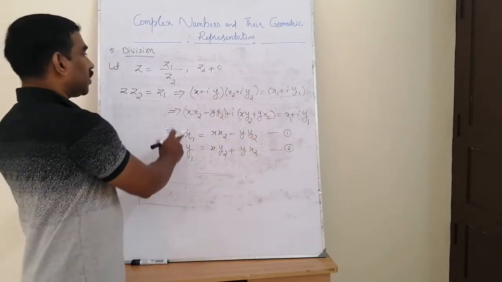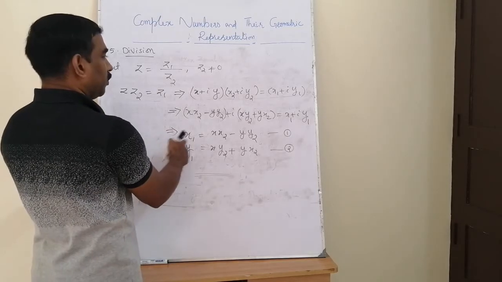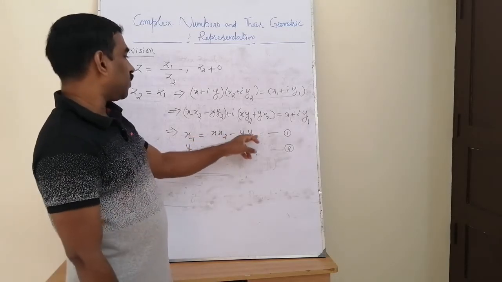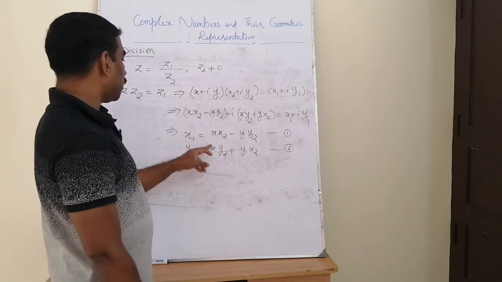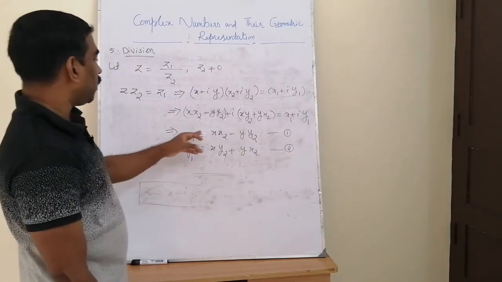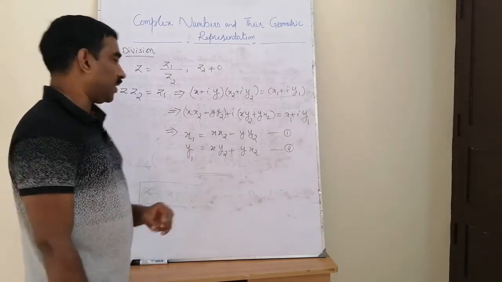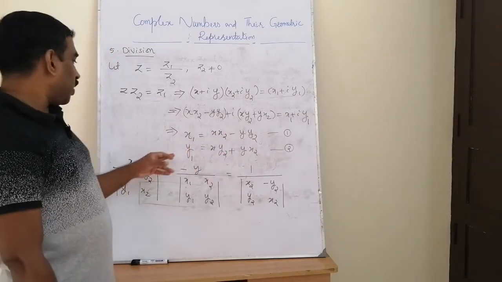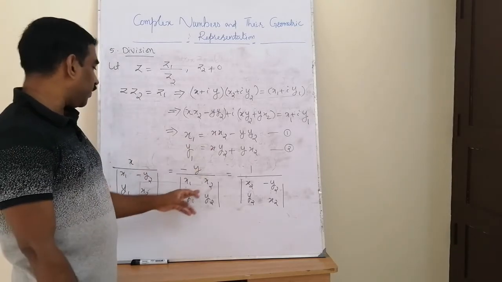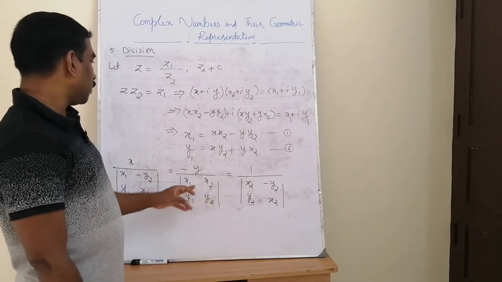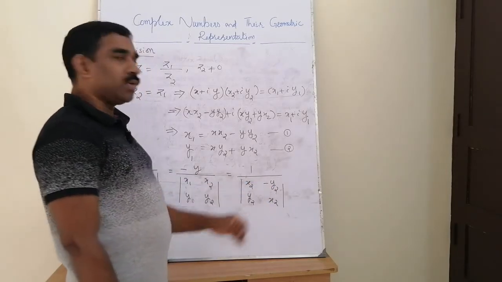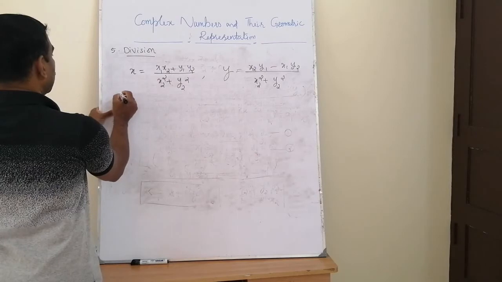So from this we can construct two equations. One equation is that the real part of the left hand side equals the real part of the right hand side: x1 is equal to x x2 minus y y2, equation number 1, and y1 is equal to x y2 plus y x2, equation number 2. So treating these as two algebraic equations in the variables x and y, we can solve for x and y. Using the rule of cross multiplication, we have x divided by determinant (x1, minus y2; y1, x2) is equal to minus y divided by determinant (x1, x2; y1, y2) is equal to 1 divided by determinant (x2, minus y2; y2, x2).